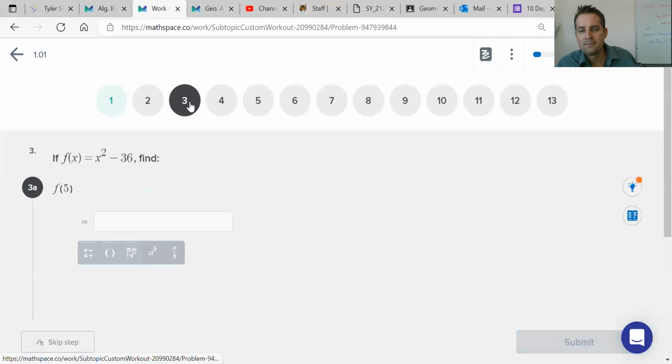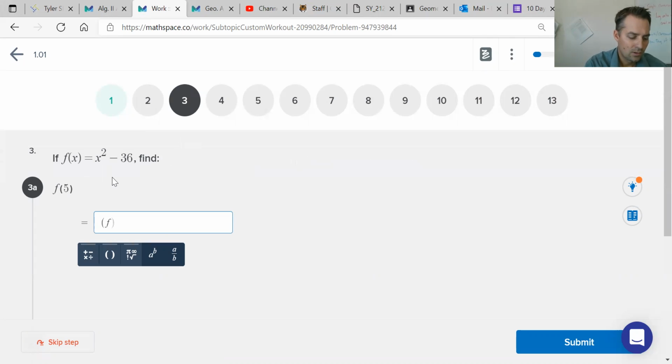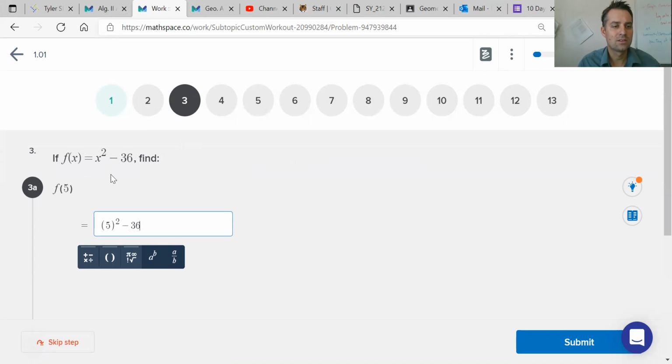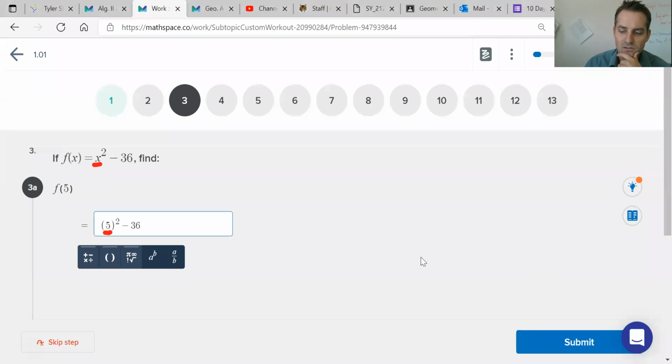Moving on to number 3. Okay, I'm supposed to find f of 5. So really what that means is wherever there's an x, I'm going to place a 5. So track with me just for a minute. See the x right here? Wherever there was an x, I just put a 5. That's it. So you can do these in steps, or you can just get the answer straight out.